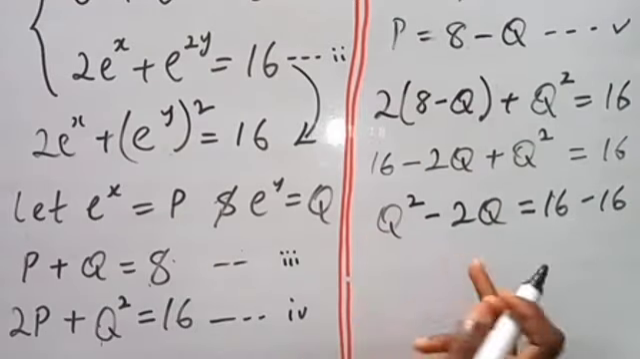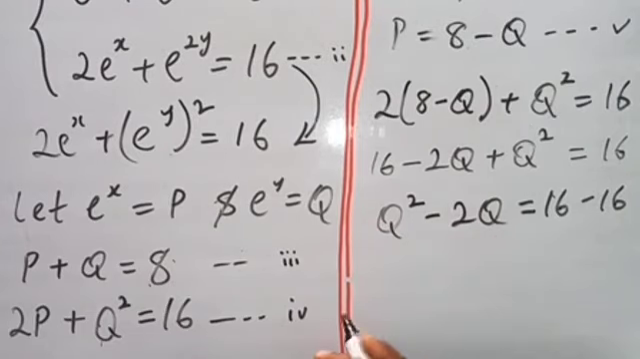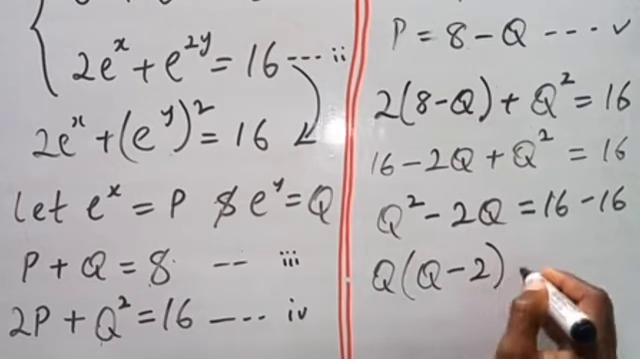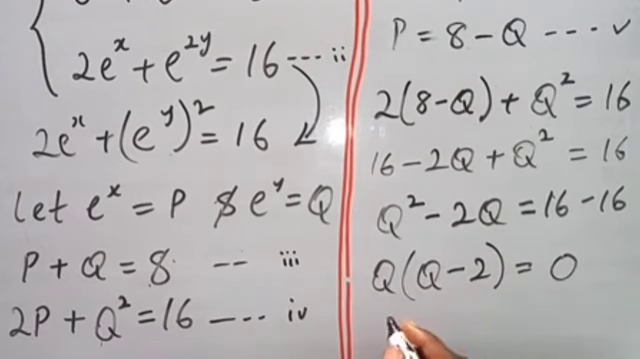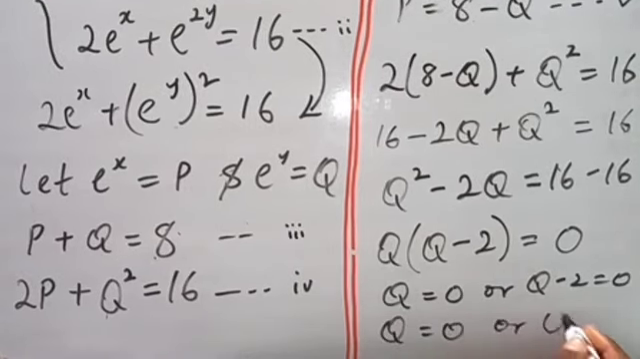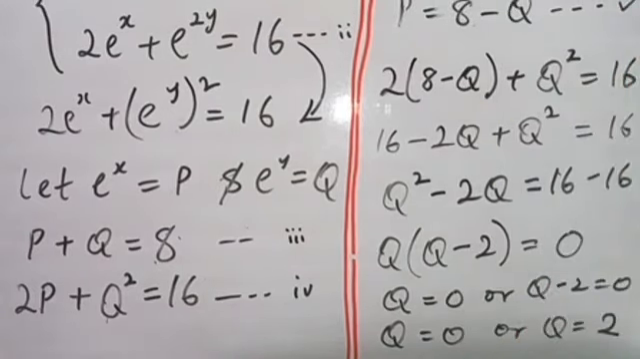So here we have q here and q here. Let's factorize out one q out of this. q into q minus 2 equals 0. So this implies that q is equal to 0, or q minus 2 equals 0, in which q is equal to 2. Now let me write this equation here: p equals 8 minus q, which is equation 5.